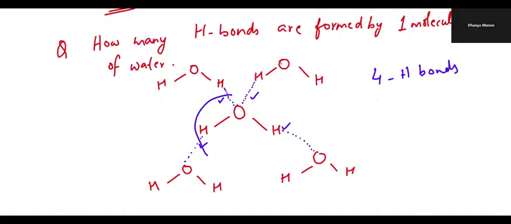This is one molecule. Okay, and one hydrogen bond, second hydrogen bond, third hydrogen bond, and the fourth hydrogen bond. So each molecule is surrounded by 4 water molecules, and it forms 4 hydrogen bonds. I hope I'm clear till now. Okay. Now, moving on further.